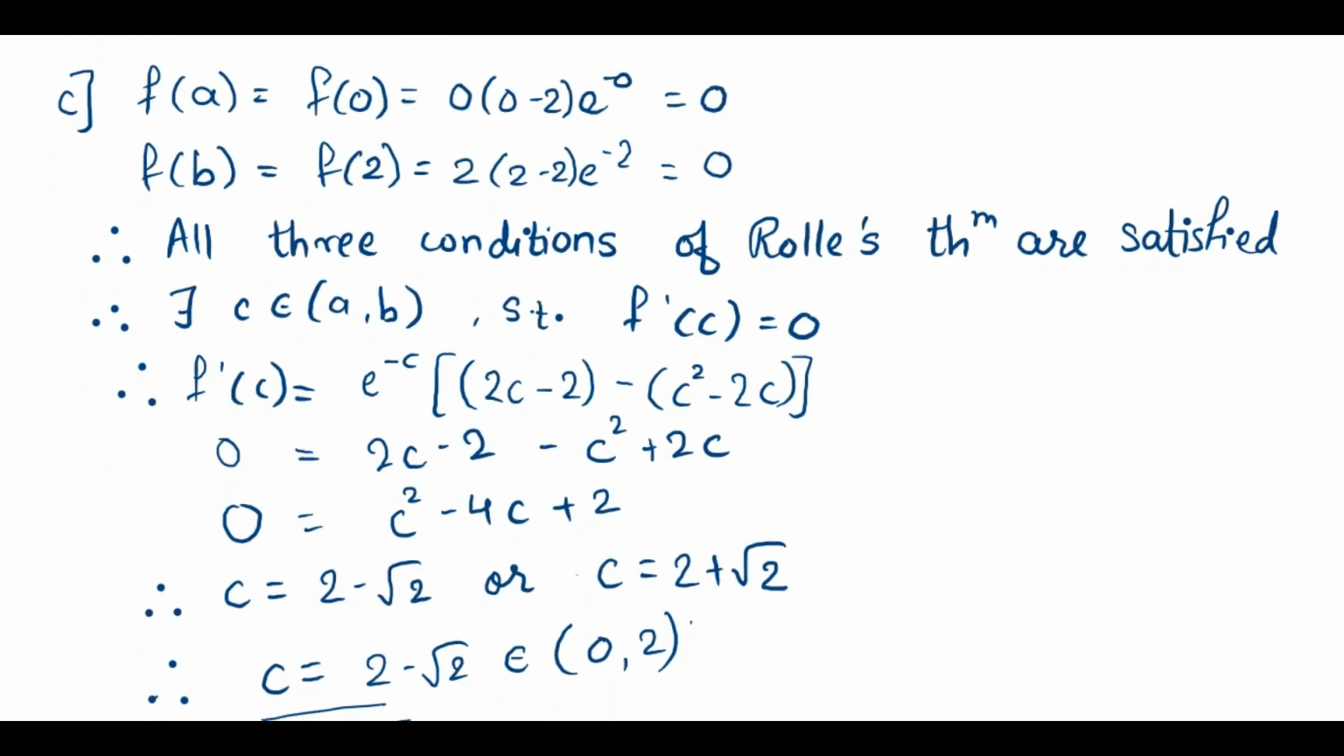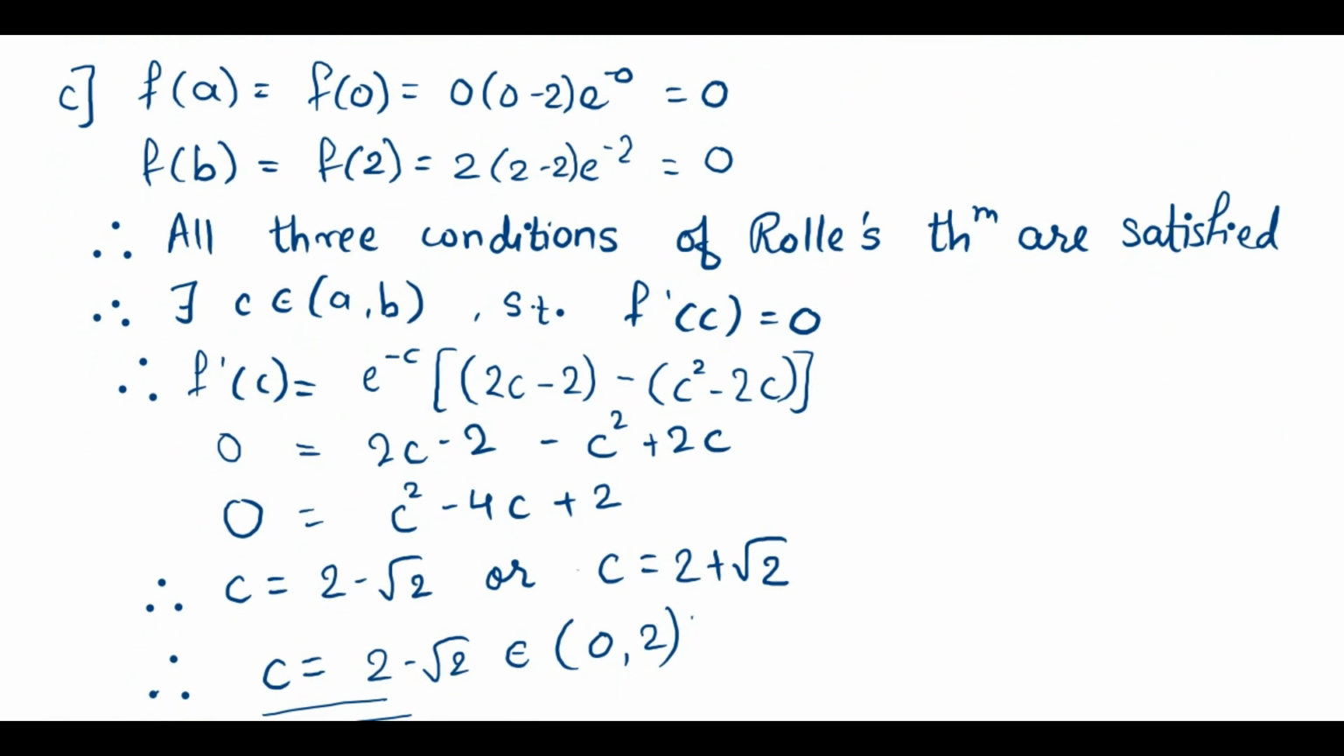Let's see the third condition, that is f(a) must be equal to f(b). Here our interval is [0, 2], therefore a is 0 and b is 2. So f(0) is equal to 0, and f(2) we get equal to 0. So here we get f(a) equal to f(b). So we can say that all three conditions of Rolle's theorem are satisfied.